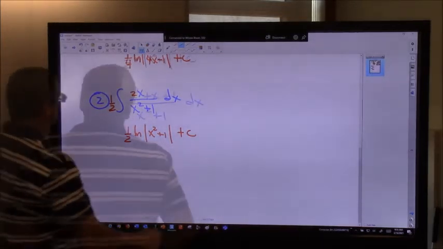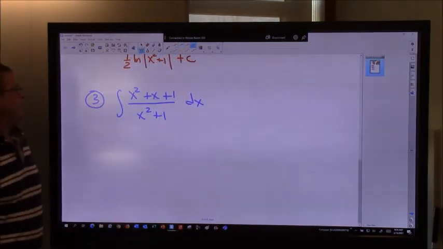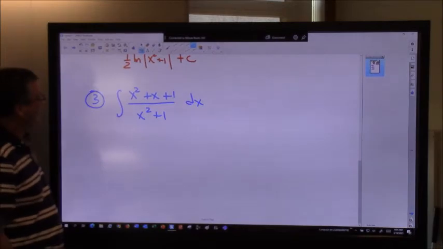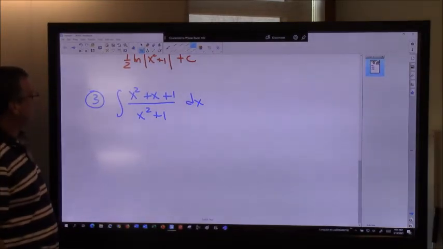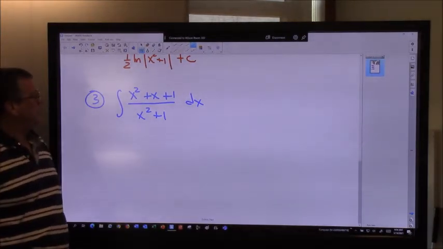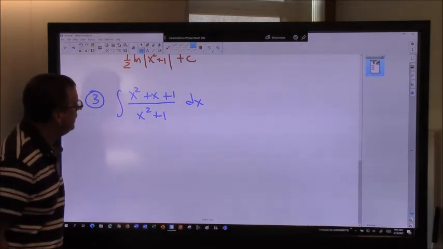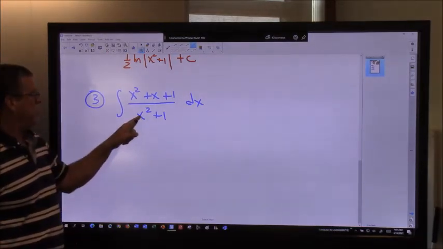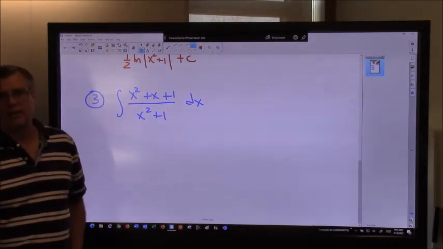All right, let's try another one. We knew they couldn't all be that easy, right? So here we've got the integral of x squared plus x plus 1 all over x squared plus 1. And the derivative of this is 2x. Well, that's not going to happen.